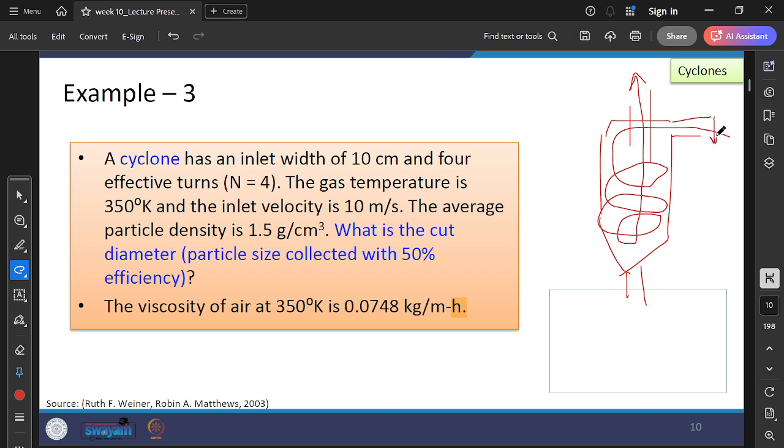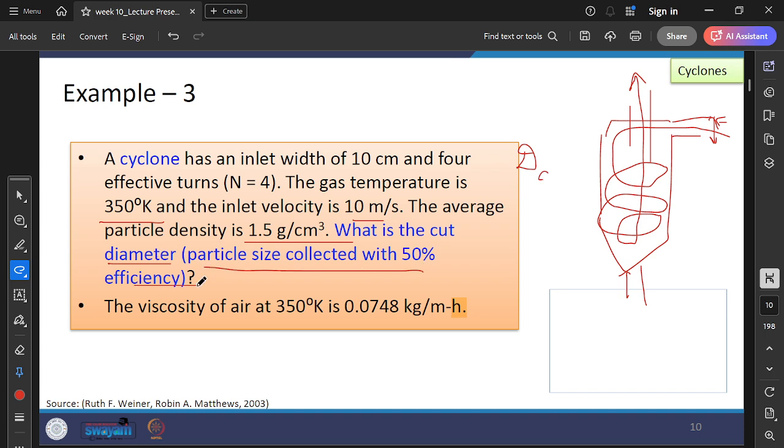The inlet width is given as 10 centimeter, and it's taking 4 effective turns. That is also given. The gas temperature coming in is 350 degree Kelvin, and the inlet velocity they have given us is 10. The particle density is 1.5 gram per centimeter cubed, that's the density of the settling particles. What is the cut diameter? They are asking for the cut diameter, D suffix C.